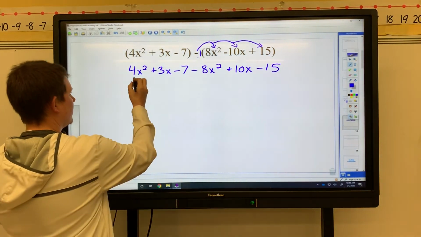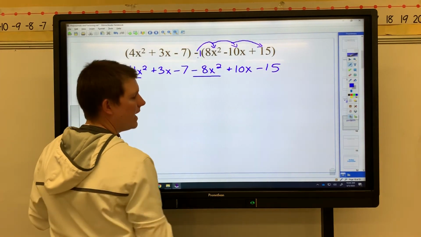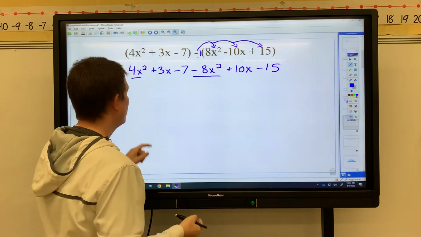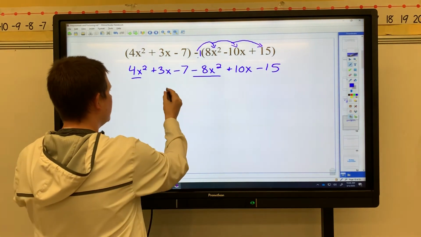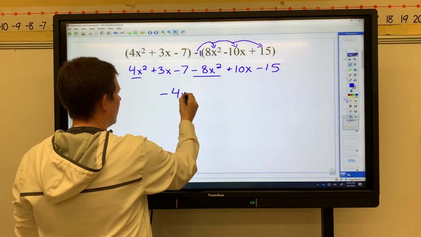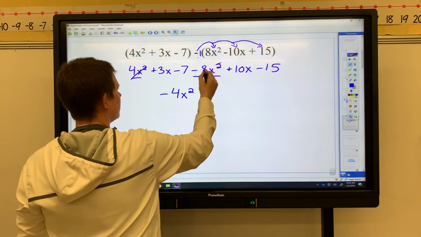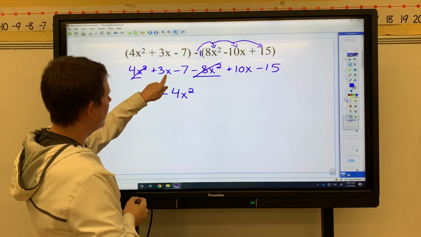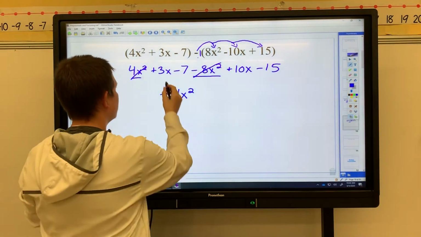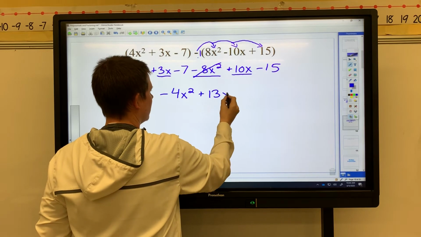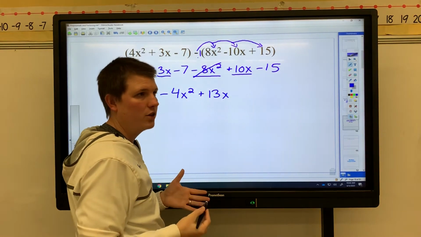So I see a 4x to the second and a negative 8x to the second. I can combine those because they have the same variable and same exponent. 4 minus 8 is negative 4. Remember, you keep the exponent the same, x to the second. I have a 3x and a 10x. Those are like terms. That makes 13x. When I add 3 and 10 together, I get 13.